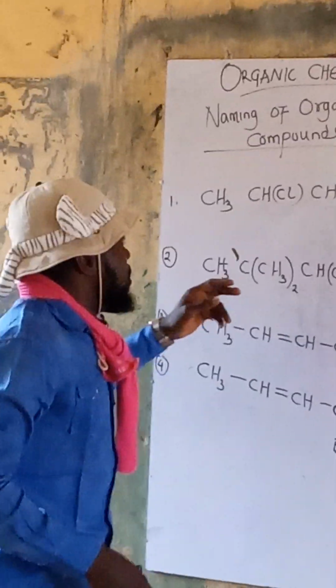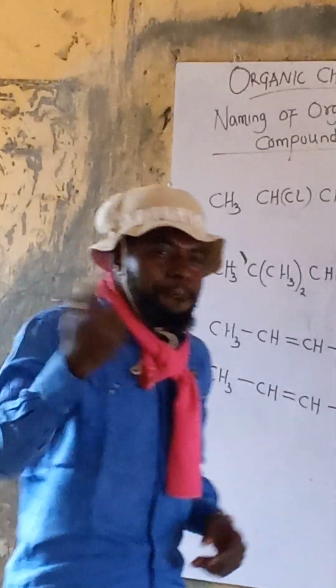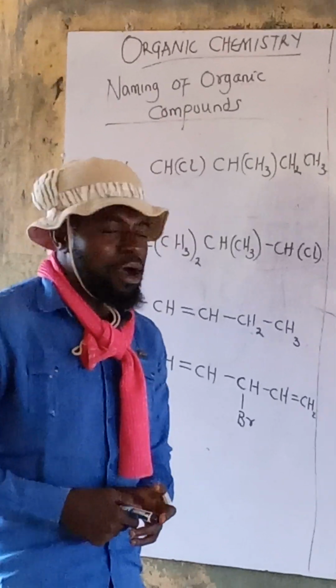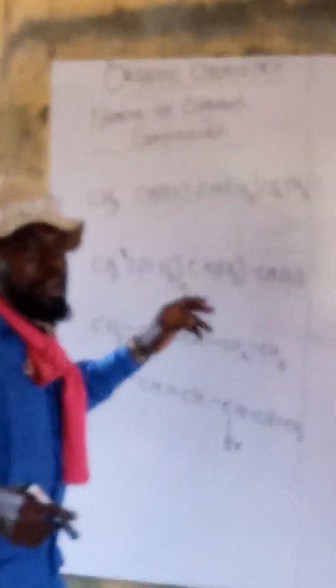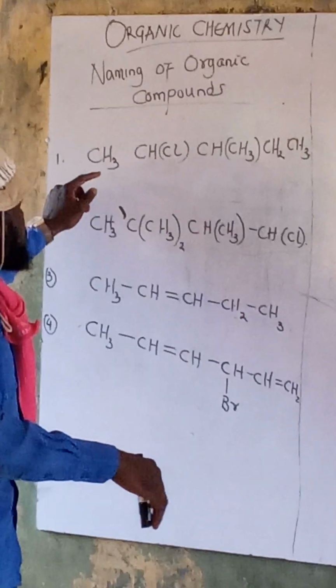Now, we are going to name this organic compound. I will teach you how to name organic compounds because it must come out in JAMB. There's no two ways about that. Now, you see this first compound here. Before I name it, let me write it out as a structure. This is CH3.